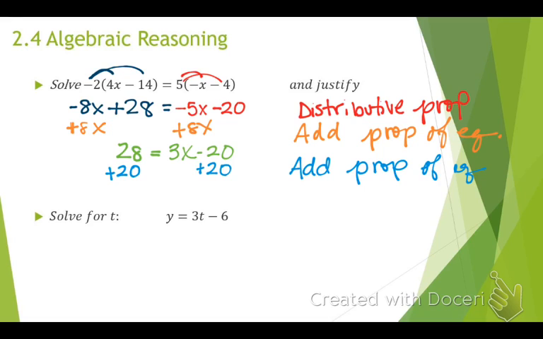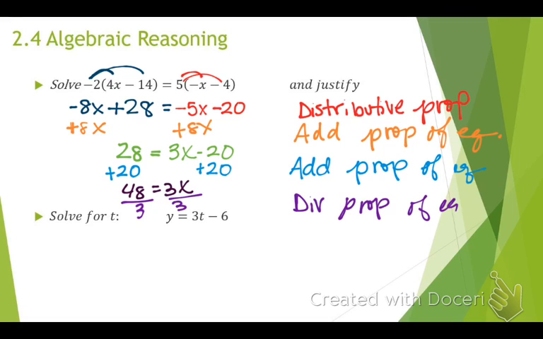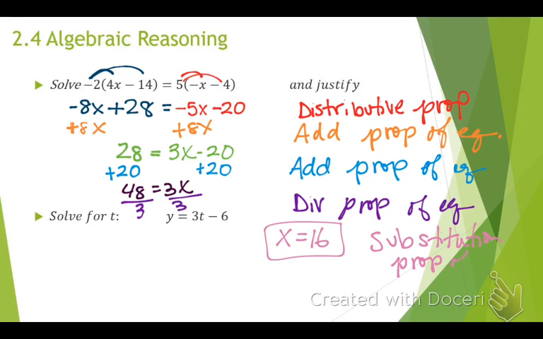Almost there. What's 28 plus 20? 48 equals 3x. What do we have to do here? Division. Division by what number? Three. So yes, it is the division property of equality. What does x equal? 16, which would be the substitution property of equality. Substitute. Ta-da!